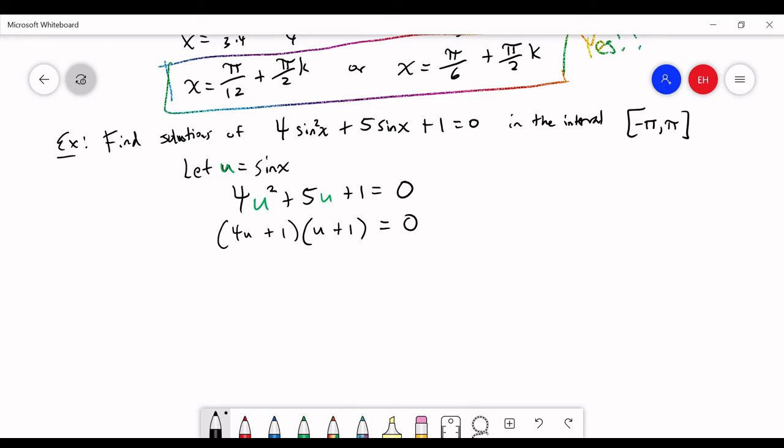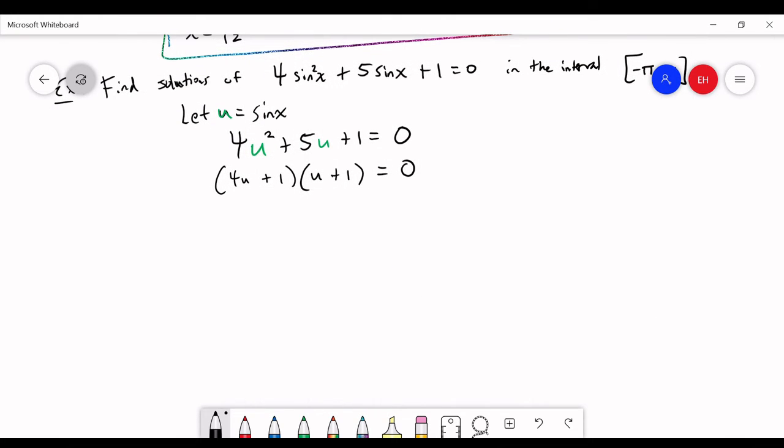And it's a quadratic, and even better, it's a quadratic that I can factor quite easily to 4u plus 1 times u plus 1. So now I have two answers. u equals negative 1/4, and the other answer is u equal to negative 1. Okay, so I got u, but I need x. So I'm going to back substitute, put sine x in for the u to get my final answers. So I have sine x equals negative 1/4, or sine x equals negative 1.